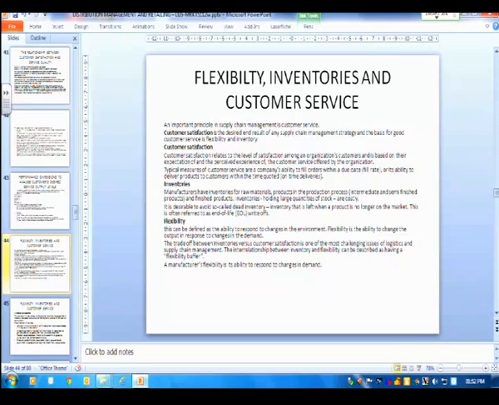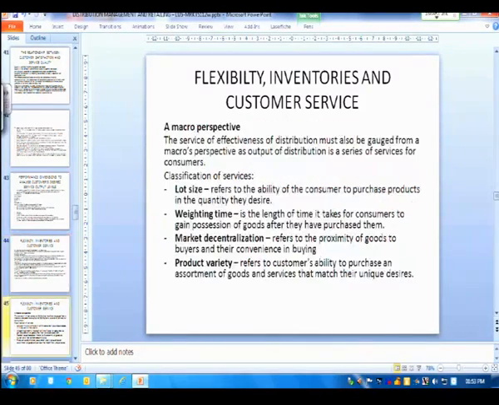Flexibility can be defined as the ability to respond to changes in the environment. Flexibility is the ability to change the output in response to changes in demand. The trade-offs between inventories versus customer satisfaction is one of the most challenging issues of logistics and supply chain management. The interrelationship between inventory and flexibility can be described as having a flexibility buffer. A manufacturer's flexibility is its ability to respond to changes in demand.